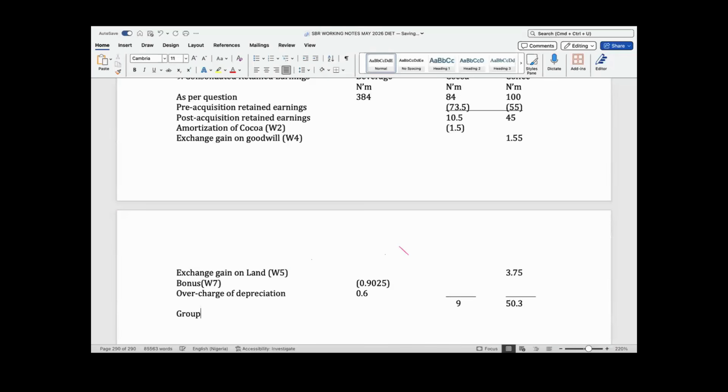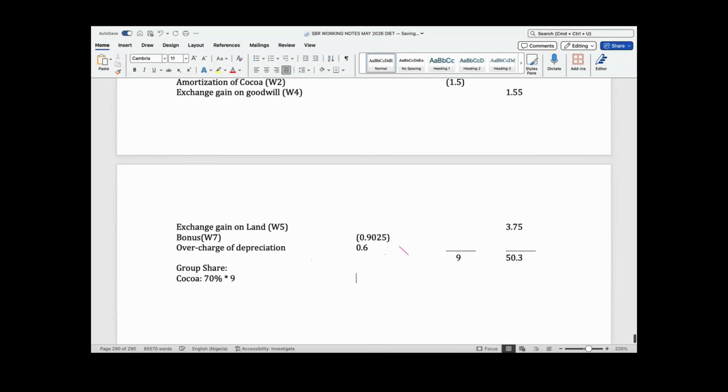So let the group take its share. He will take his share of cocoa, which is 70% times 9. How much is that? 6.3.